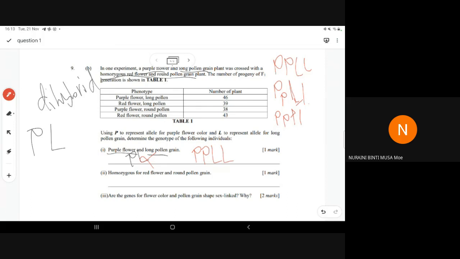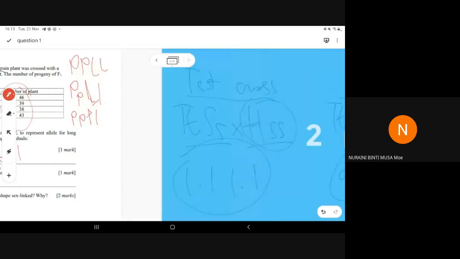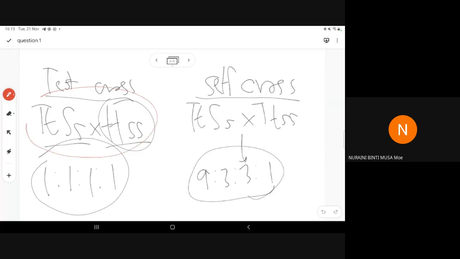Okay, silap. No, I mean that sebab dia dapat result purple flower and long pollen ni dapat 1, 1, 1, 1. Dia mestilah P besar, P kecil, L besar, L kecil. Okay, because we got that from the ratio here. 4, 6, 3, 9, 3, 8, 4, 3 ialah 1 to 1 to 1 to 1 ratio. 1 to 1 to 1 to 1 ratio means that is a test cross, heterozygous cross dengan homozygous recessive. Mendalah ni. That's when you get 1, 1, 1, 1.